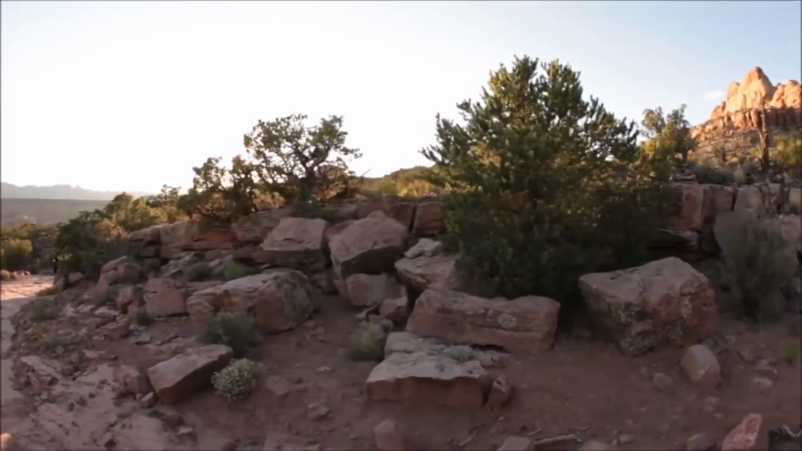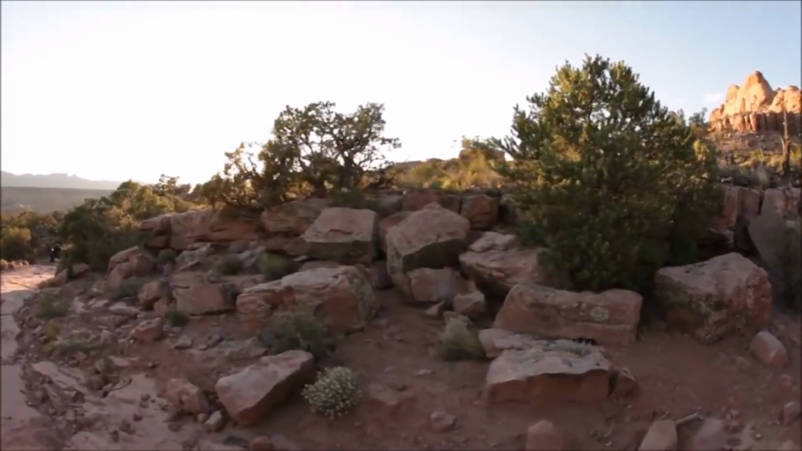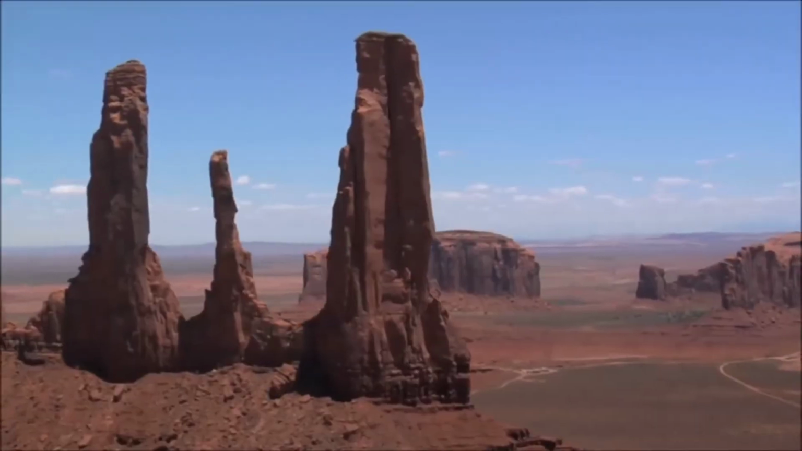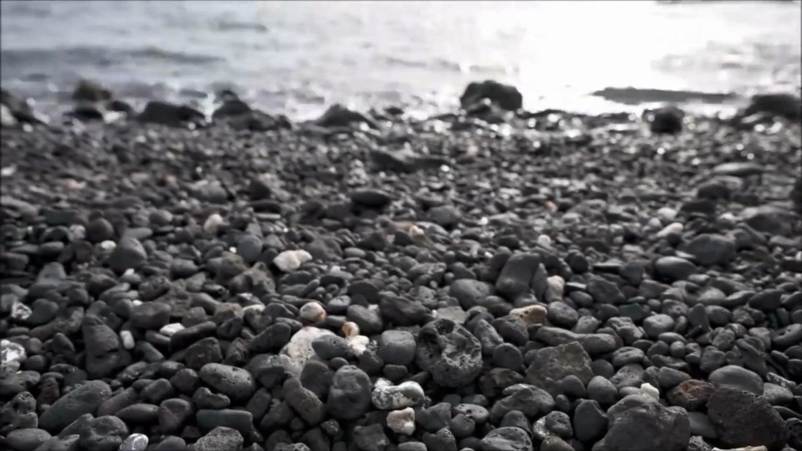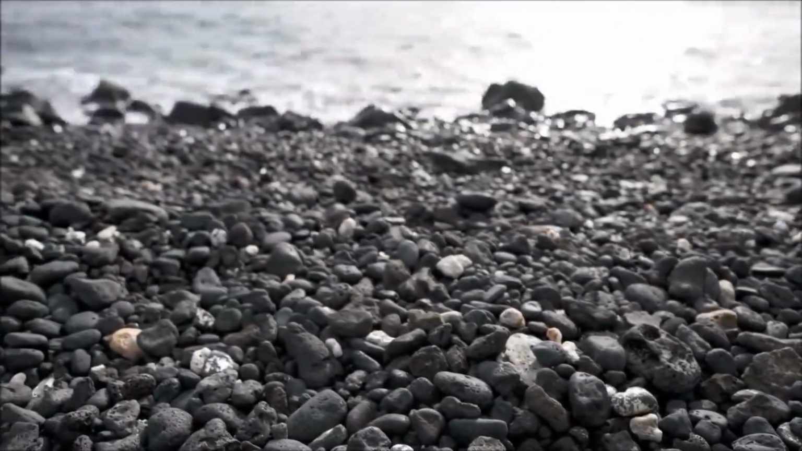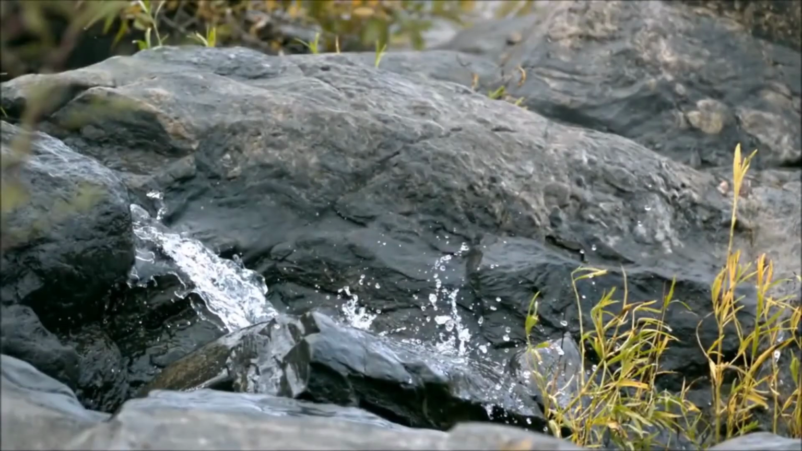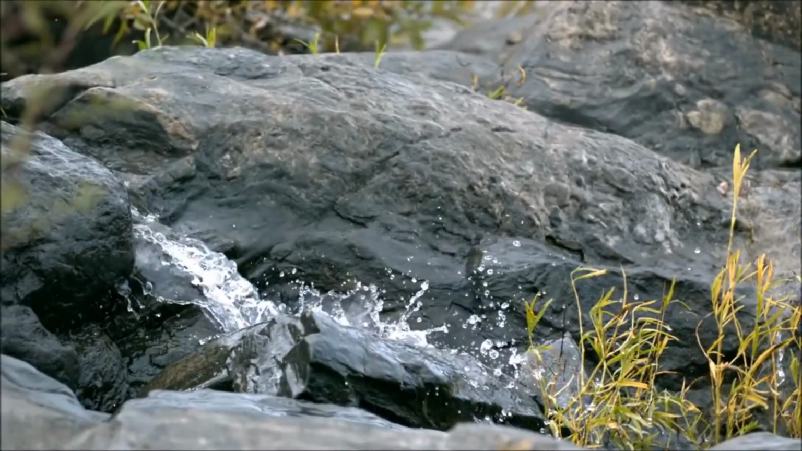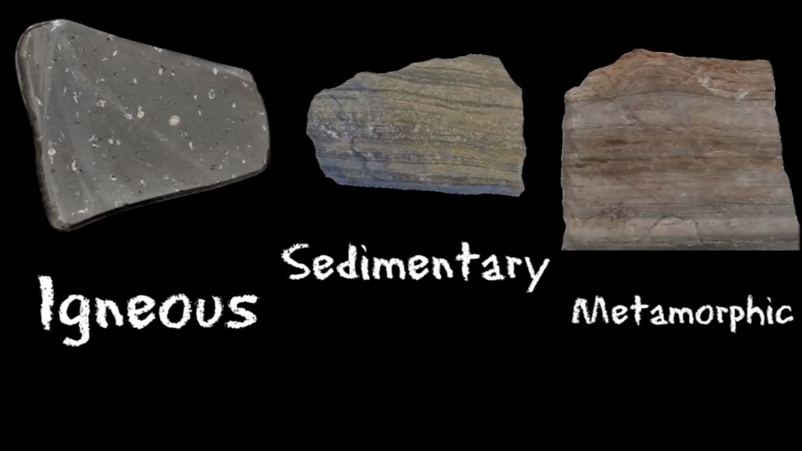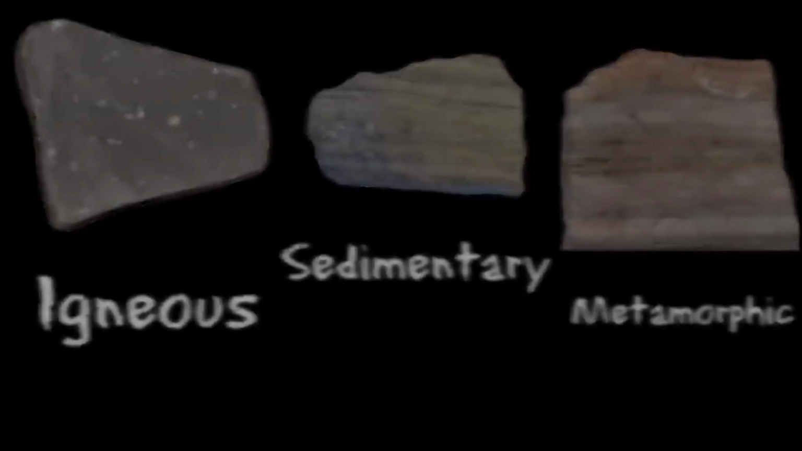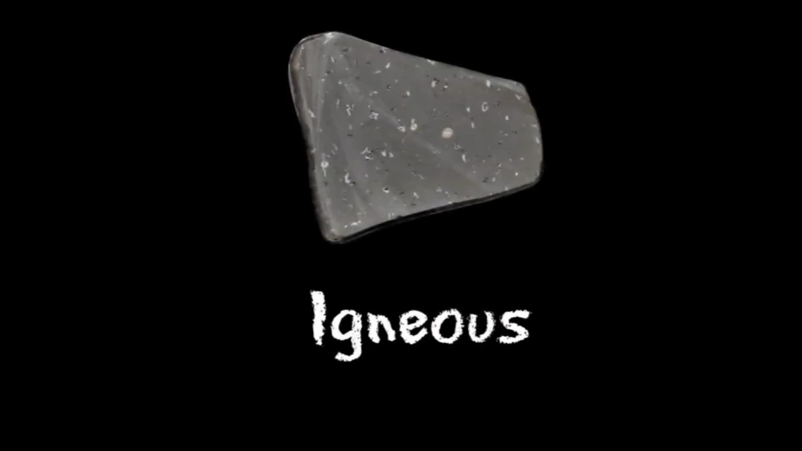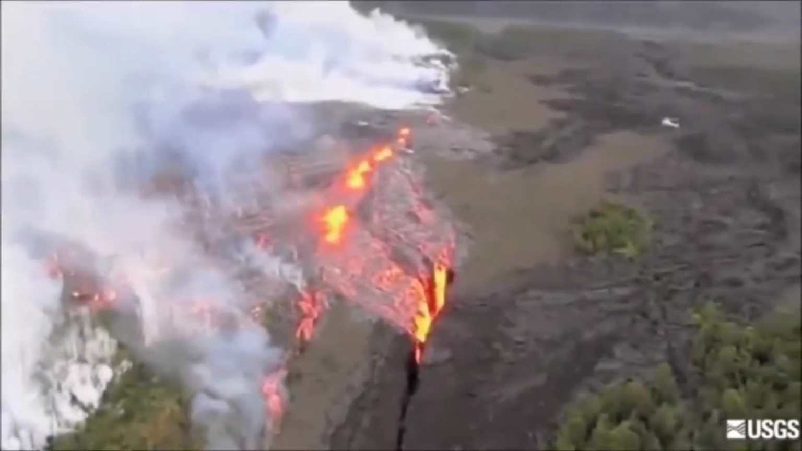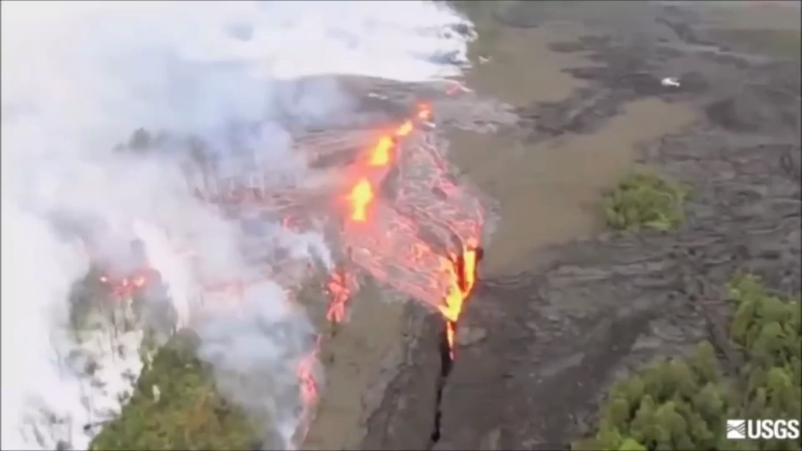Okay? Rocks are everywhere. They are large and small, heavy or light, porous or dense. But rocks in some shape or form can be found all over the planet. Different types of rocks are formed in different ways. There are three main types of rock: igneous, sedimentary, and metamorphic. Igneous is a word that means fiery. Igneous rock is formed when magma or lava cools.